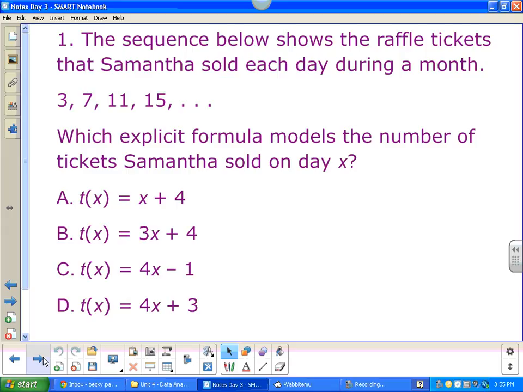Well, it's not super obvious, but this is an L1, L2 kind of problem in your calculator. So it's the number of tickets that she sold each day during a month. Day 1, she sold 3 tickets. Day 2, she sold 7. Day 3, she sold 11 tickets. And day 4, she sold 15.